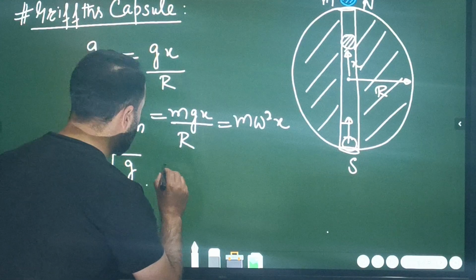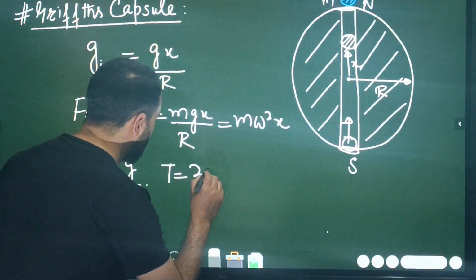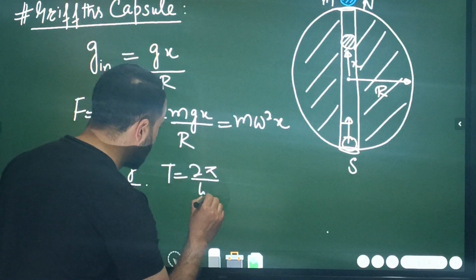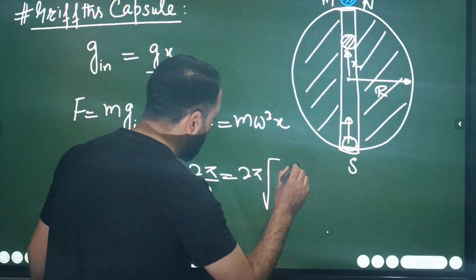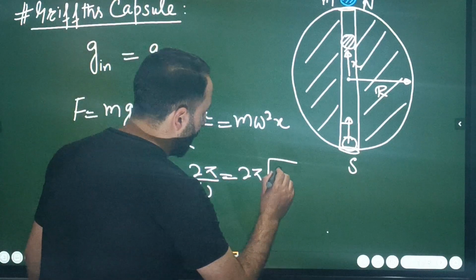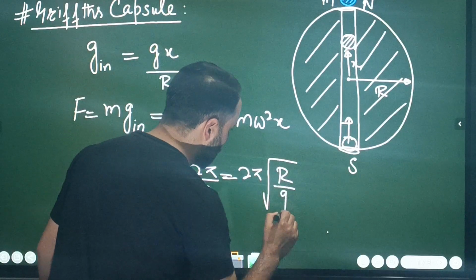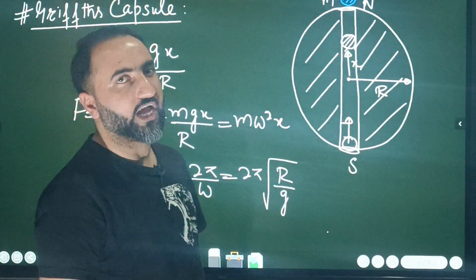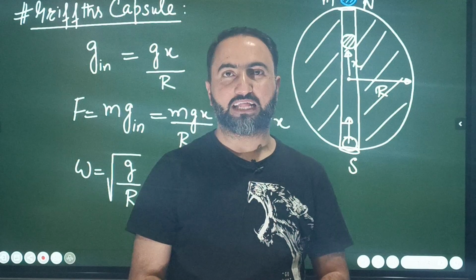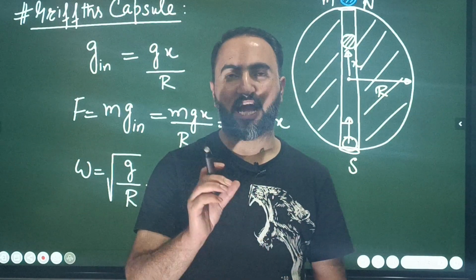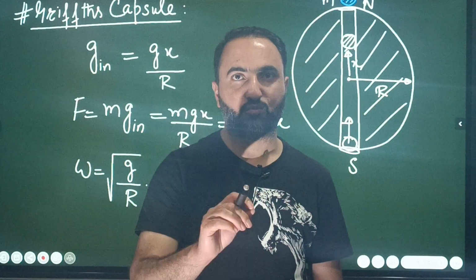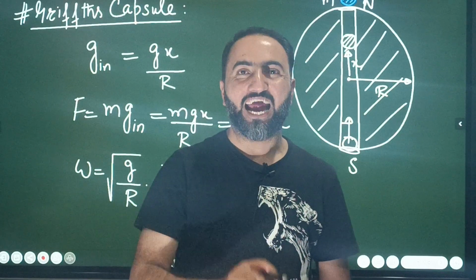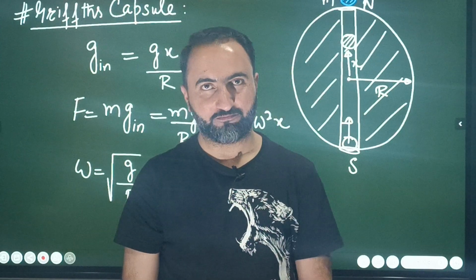The time period of the particle will be simply equal to 2 pi divided by omega. That will be equal to 2 pi under root of r divided by g. So this actually is the time period of the particle that is executing simple harmonic motion from North Pole to South Pole and back. And this is what we call Griffith's Capsule.